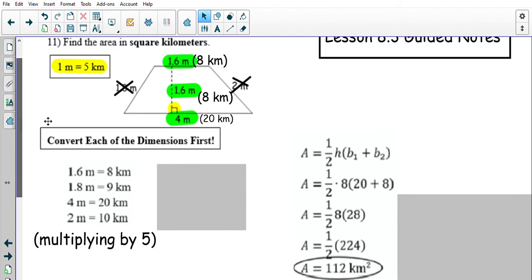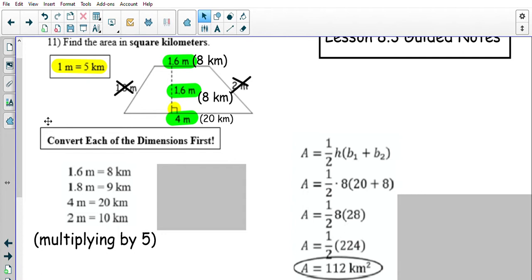Now, I want to point out that should you choose, and we did this a little bit with circles, should you leave them as meters and convert, you cannot just multiply by 5 at the end. You would have to convert 1 square meter into 25 square kilometers. So you'd have to take your answer in terms of square meters and multiply by 25, not 5. I don't suggest doing it that way. I suggest converting them first, plug them in your formula, and go from there.